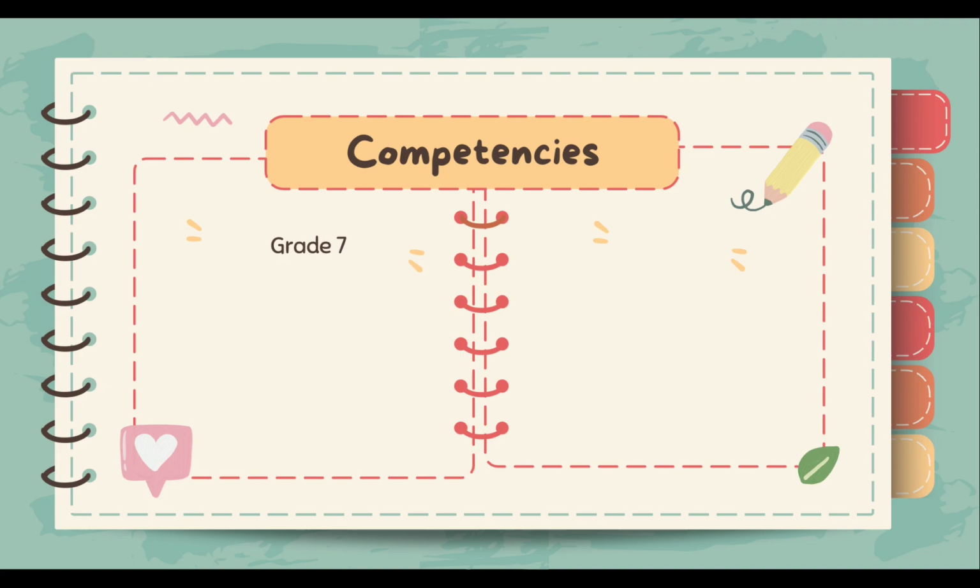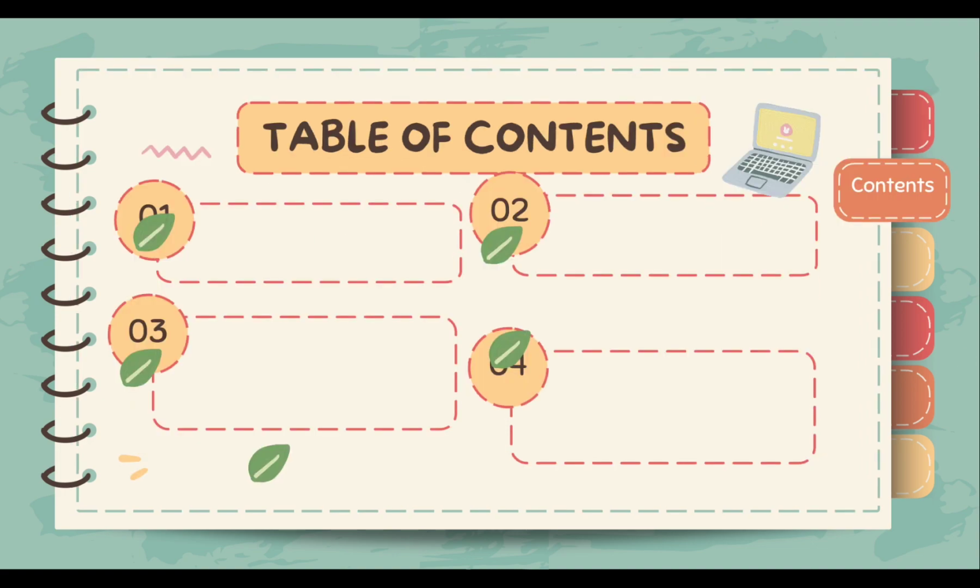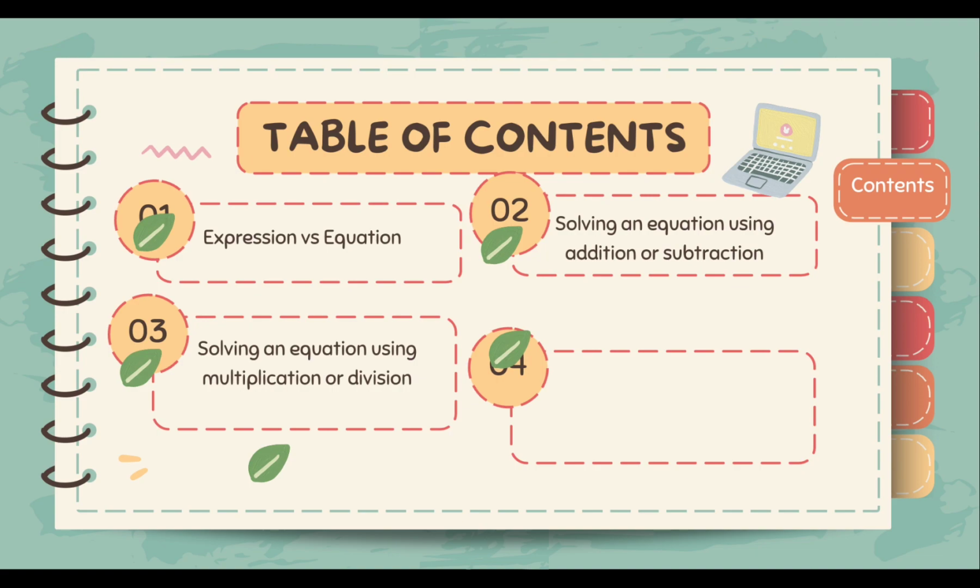What is the competency addressed? For grade 7, finding the solution of linear equation in one variable. Using the prerequisite concept, what should we know? We should know how to simplify algebraic expressions. Also, in this video, we will take a look at the difference between expression versus equation, solving an equation using addition or subtraction, solving an equation using multiplication or division, and solving an equation using both multiplication and addition.